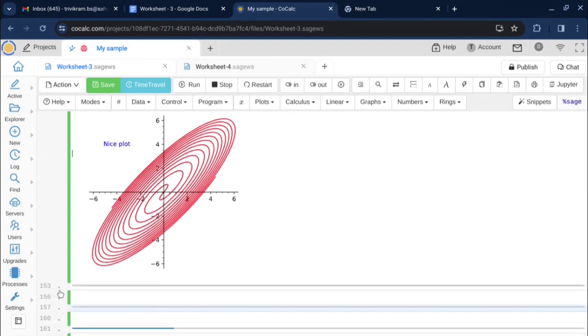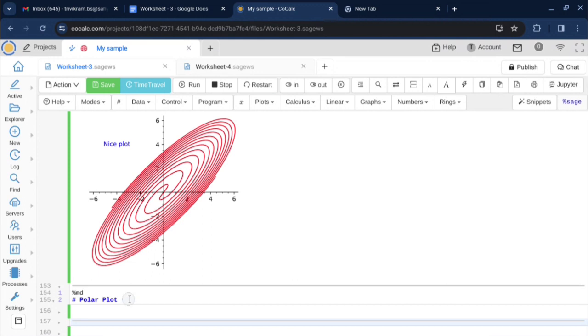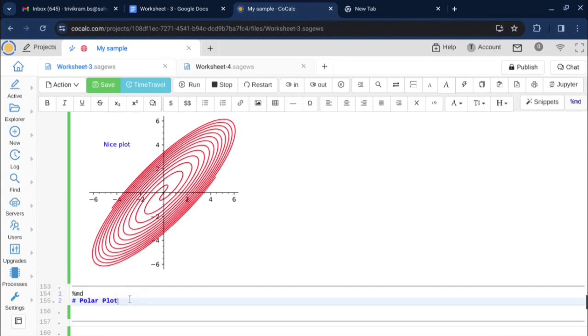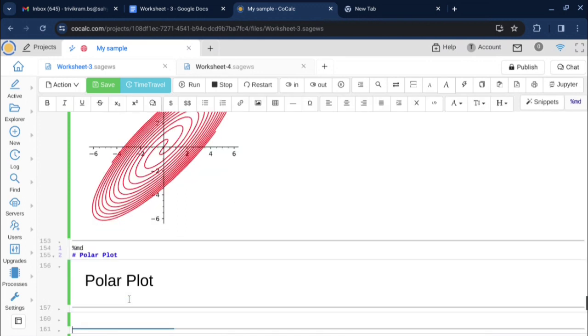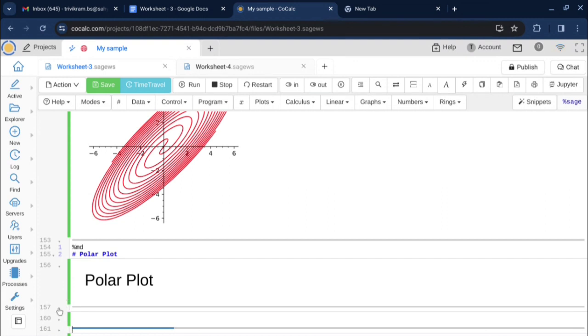Okay, now I am going to explain about polar plot. So let us discuss about the polar plot.